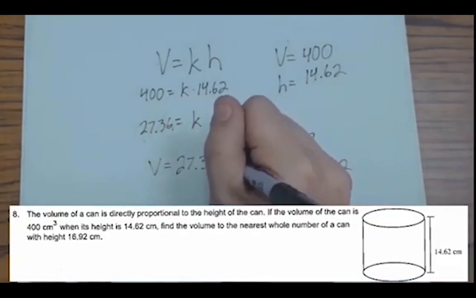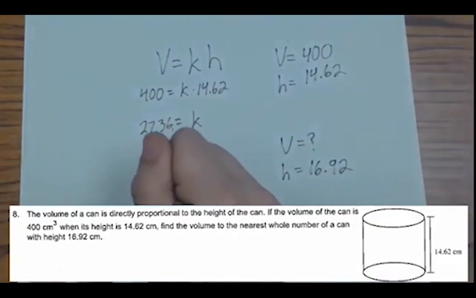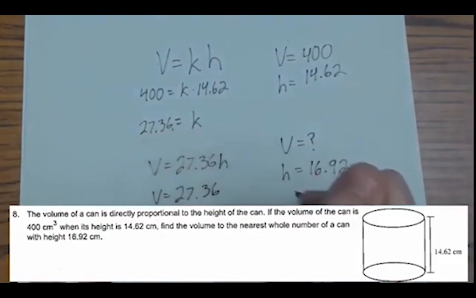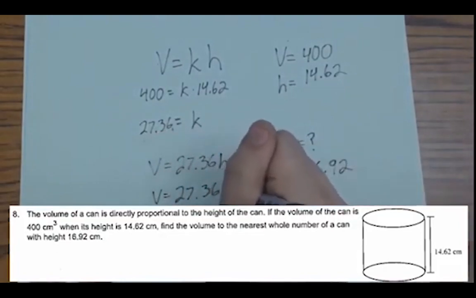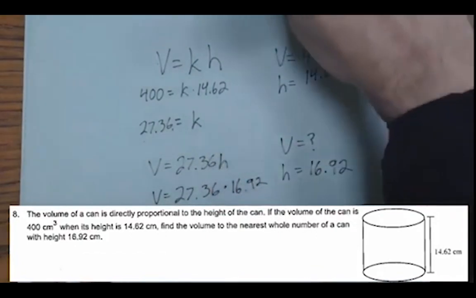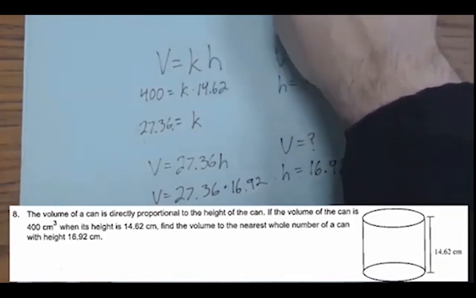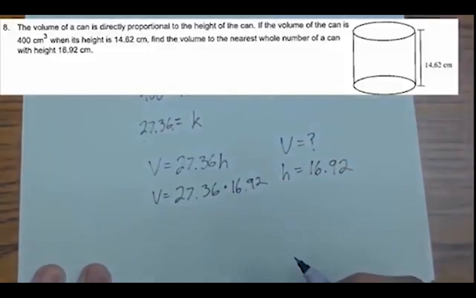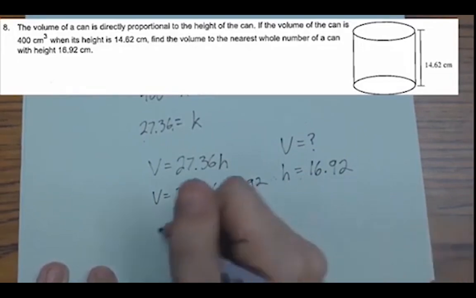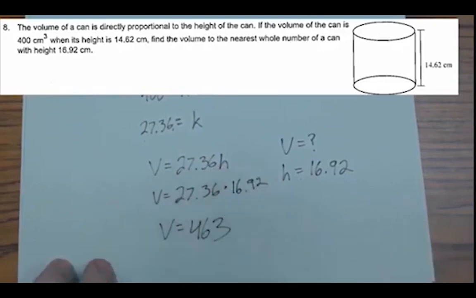V equals 27.36 H. What is V when H is 16.92? So we have to do 27.36 times 16.92. We want to round this. It says do not round until the final answer, then round to the nearest whole number as needed. 462.93, that's going to be 463 cubic centimeters. Number 9.